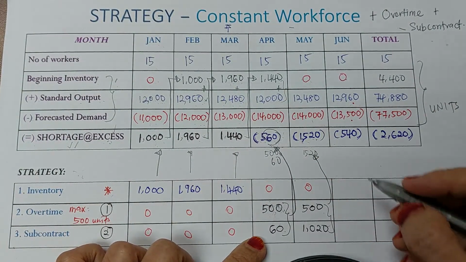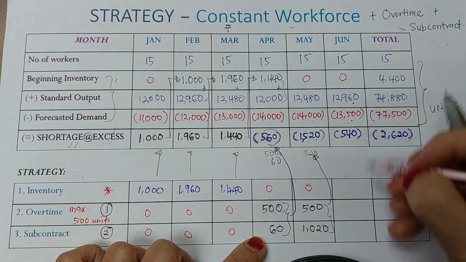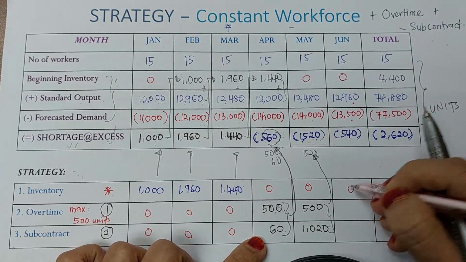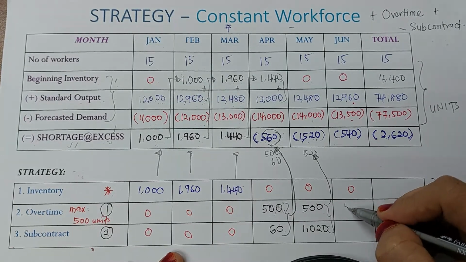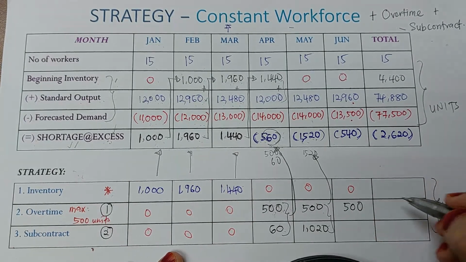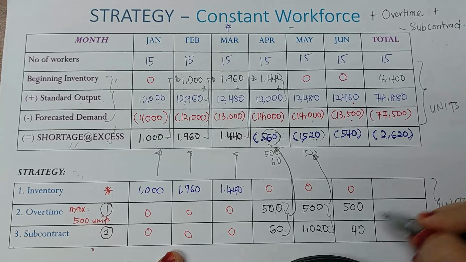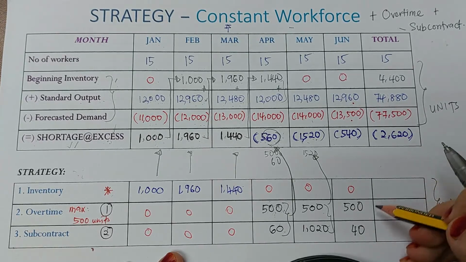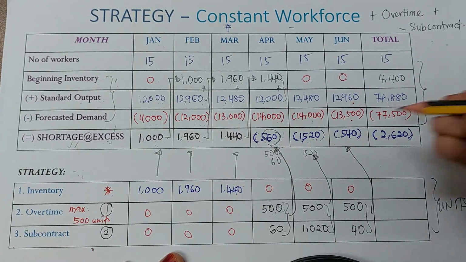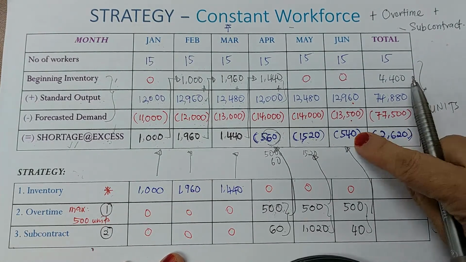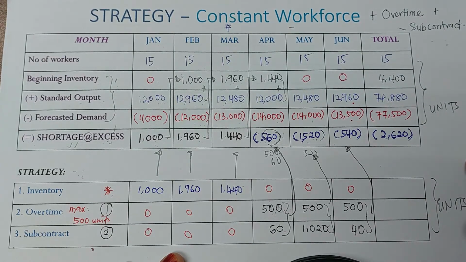Okay, and in June, we have shortage, so there is no inventory to be placed. Then, how about overtime? Maximum overtime is only 500, so the balance of 40 units must be produced by using subcontract. So when we add these two together, then we have solved the shortage of 540 units problem.